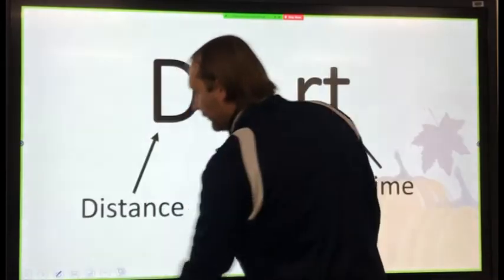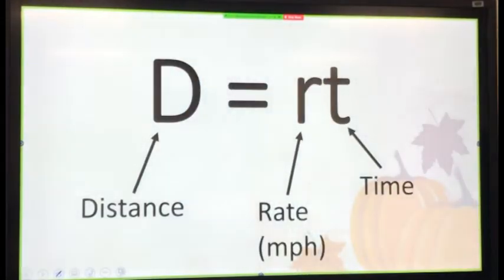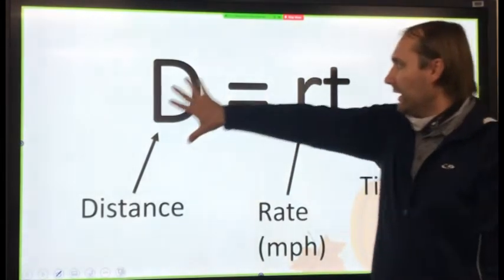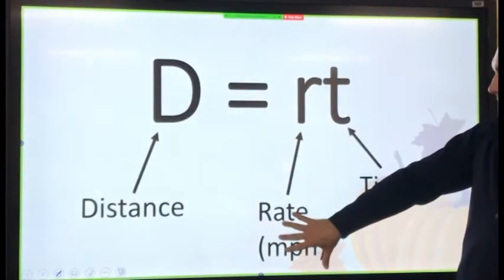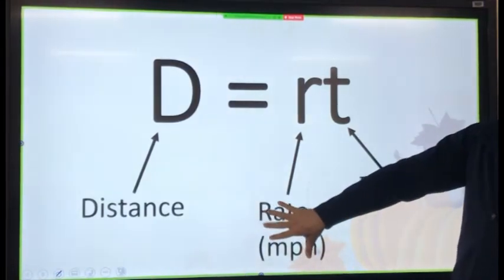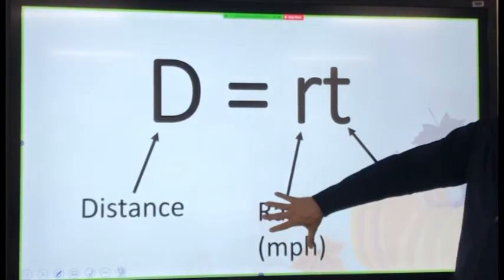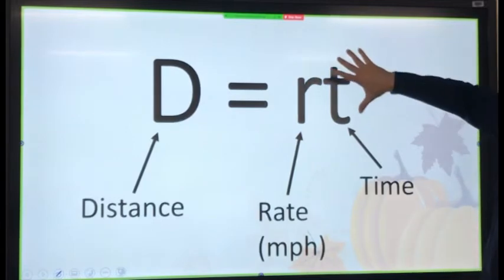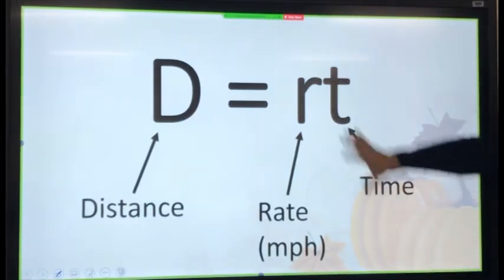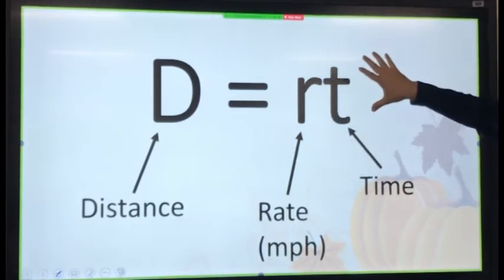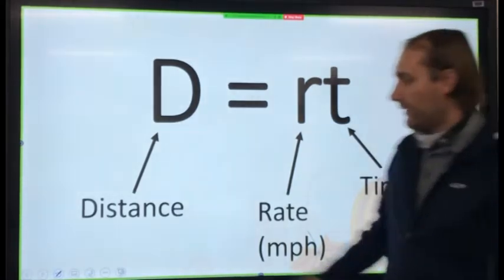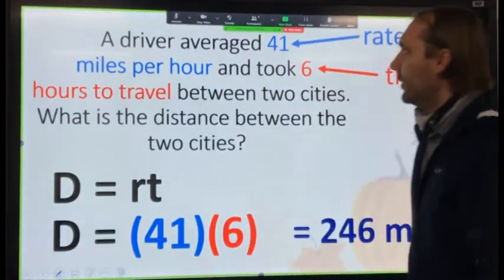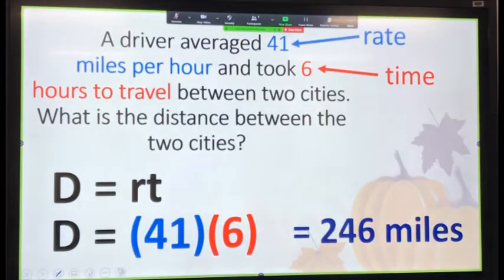Well, our distance formula is as so. D equals RT. The distance I traveled equals the rate. In this case, in America, we use miles per hour. Other countries, kilometers per hour, times time. So how fast I was going times how long I was traveling. That's my distance.